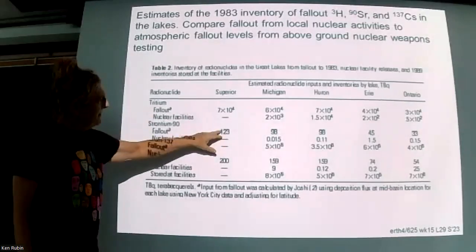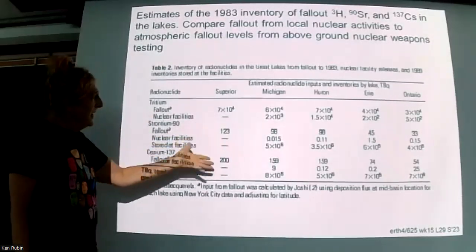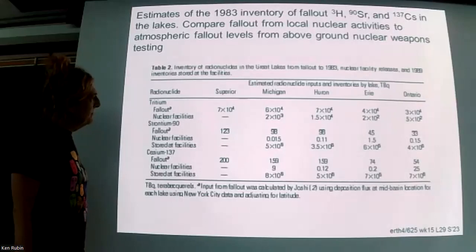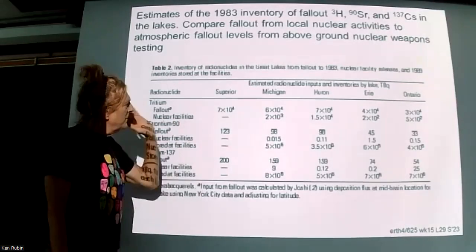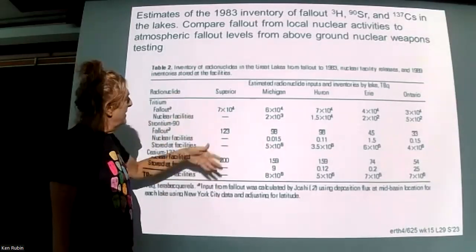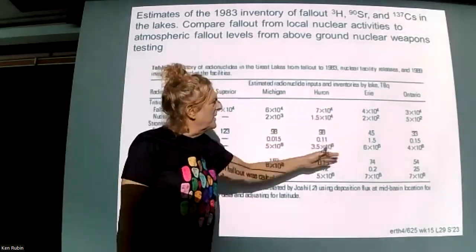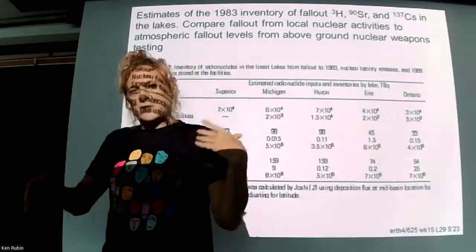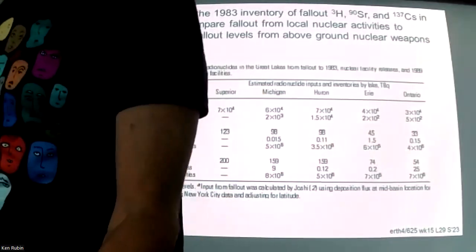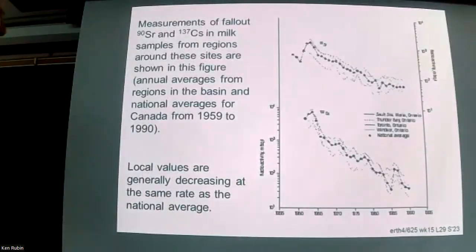Strontium-90 and cesium-137 are a lot less, but they're still there. They're significant numbers. And it seems like Superior has the highest of all these, and these other ones are kind of intermediate. Ontario might be the lowest. But that's the relative fallout.